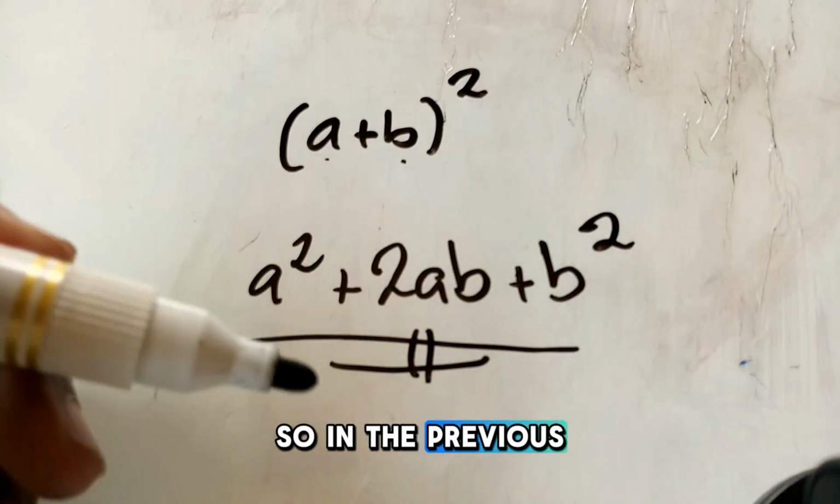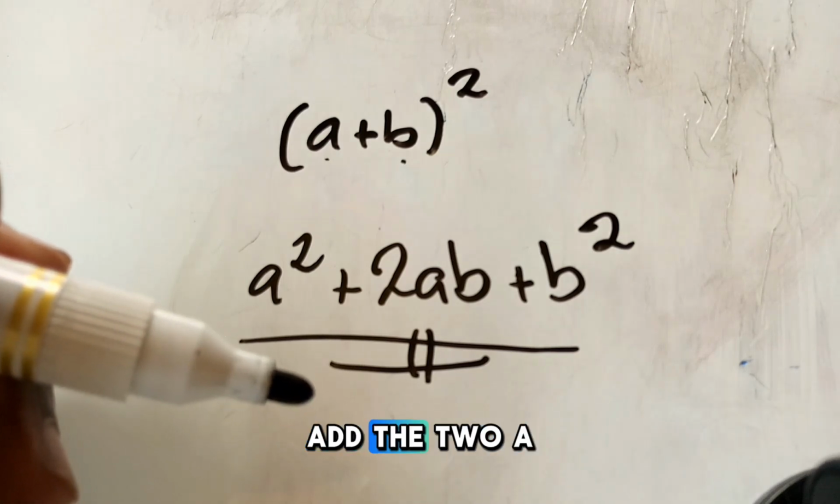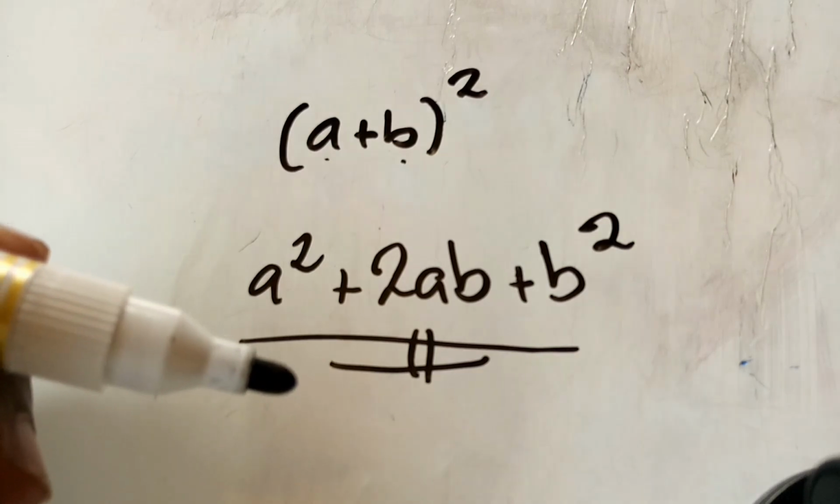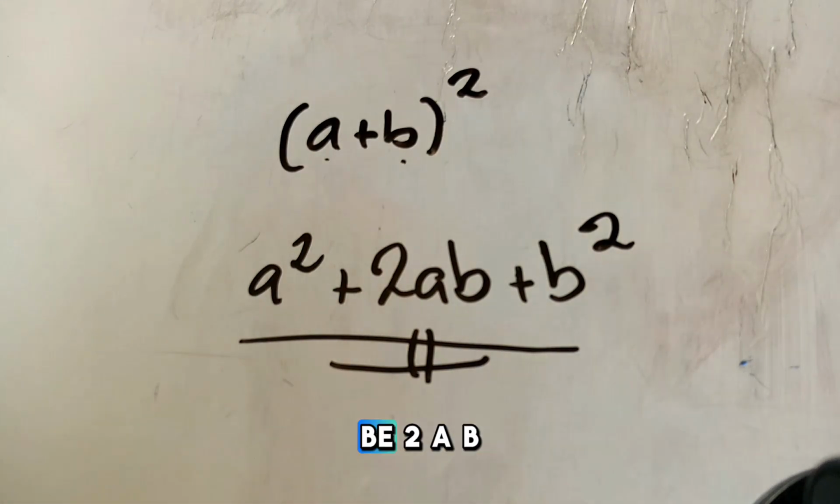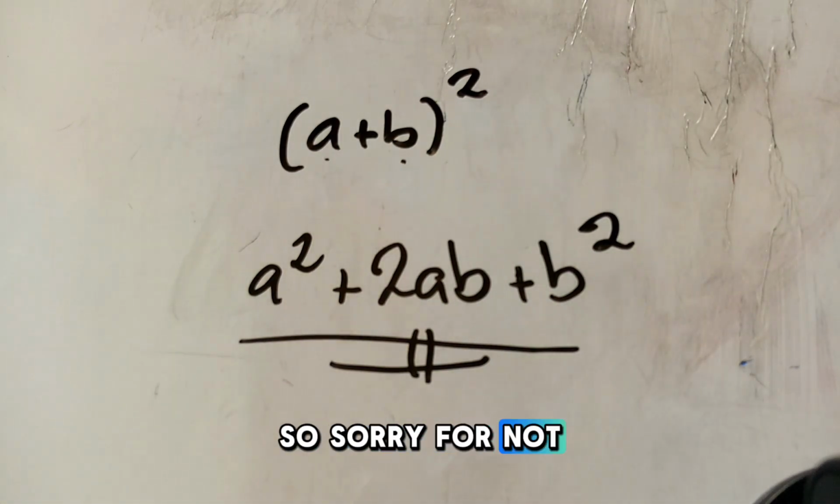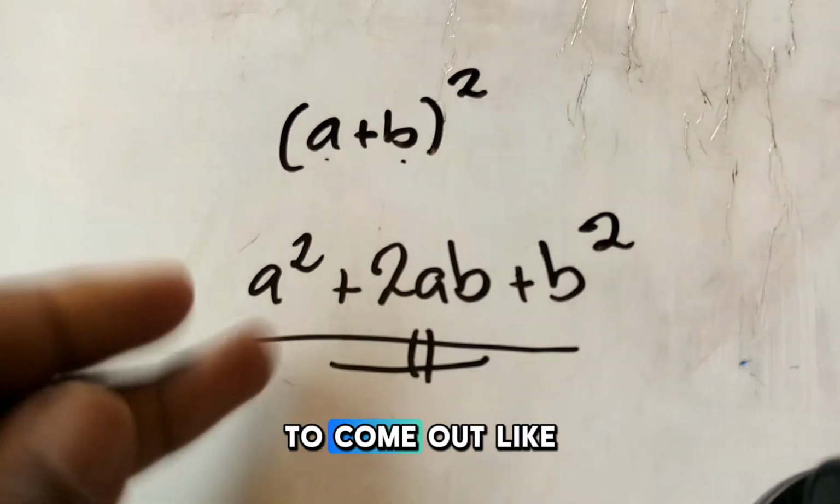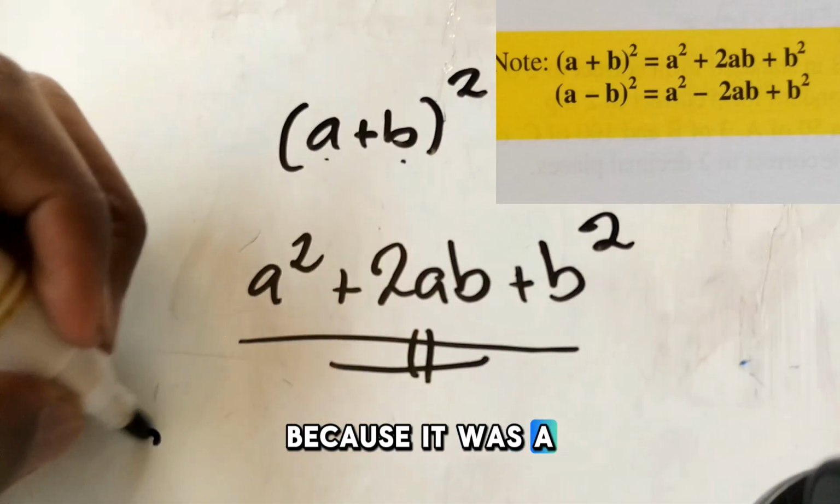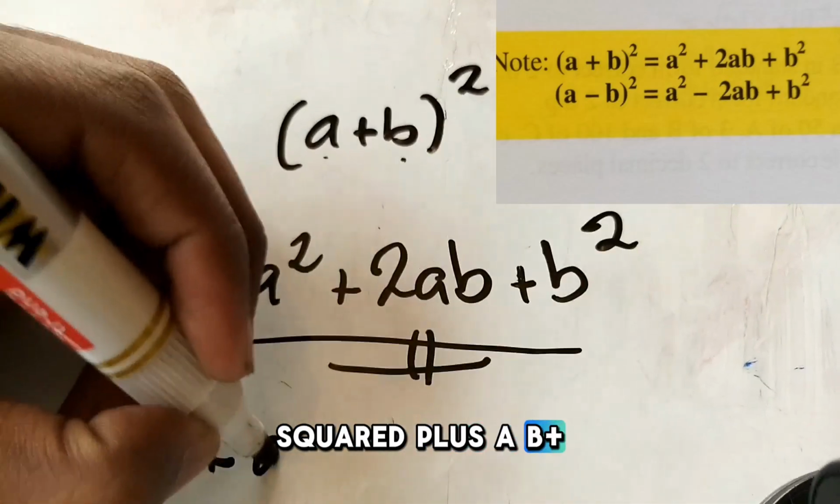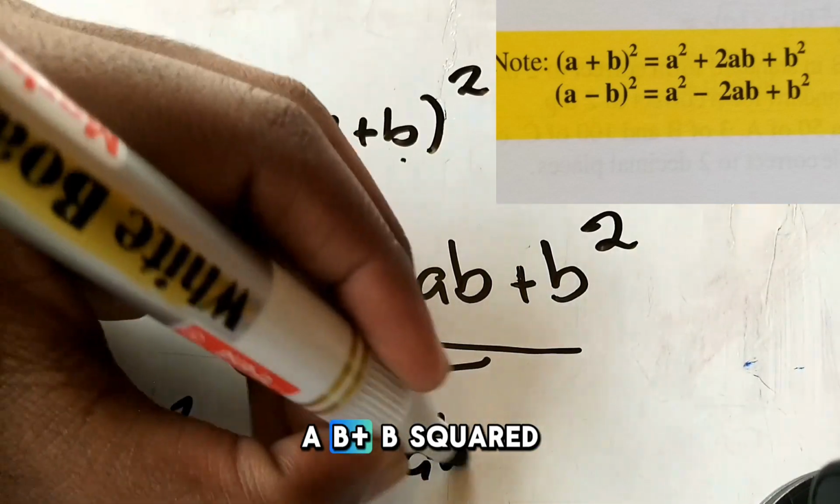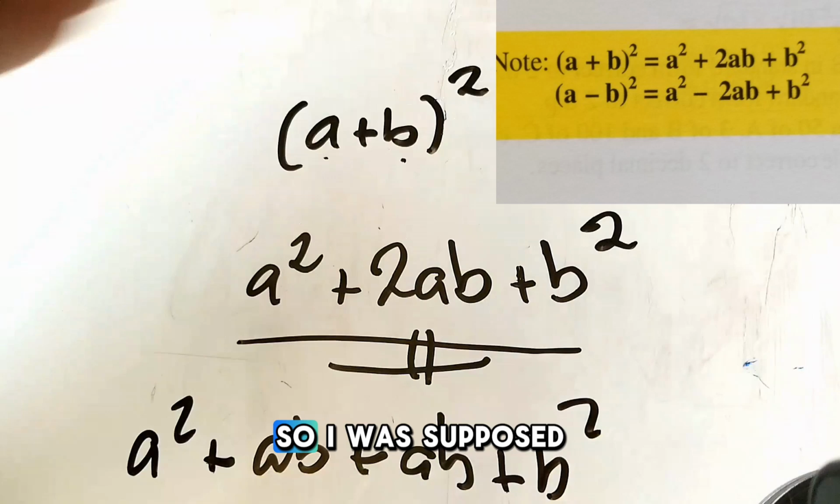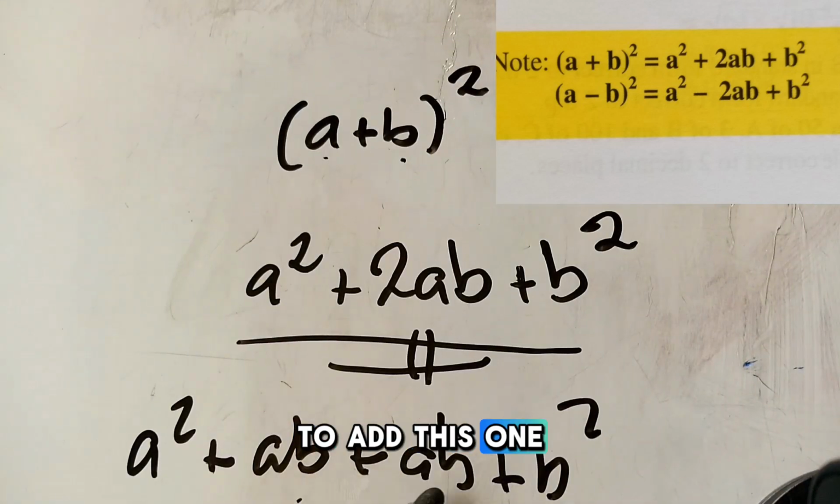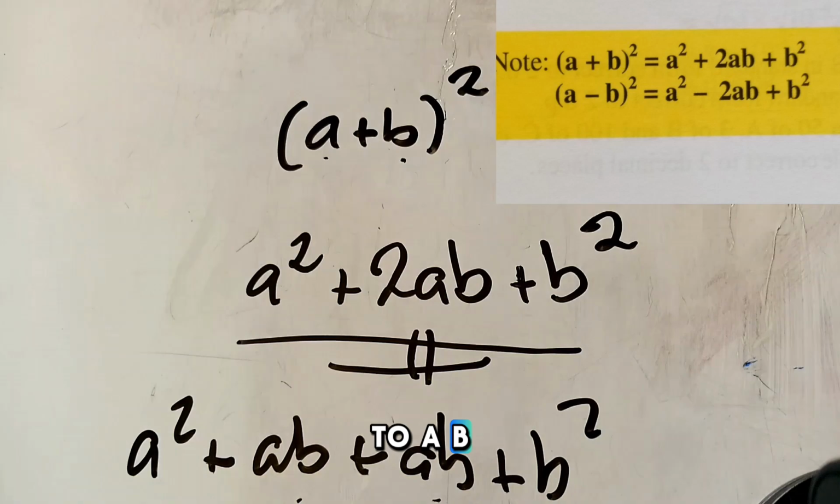So in the previous one, I did not add the two abs. So it was supposed to be 2ab. Sorry for not adding, but it was supposed to come out like this. Because it was a squared plus ab plus ab plus b squared. So I was supposed to add this one and this one, which would give me 2ab.